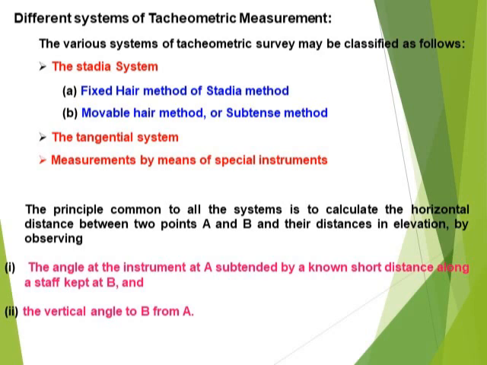For all these systems, there's one principle that is really common: to calculate the horizontal distance between two points A and B and the distance in elevation by observing the angle at the instrument at A subtended by a known short distance along a staff kept at B. Second one is the vertical angle to B from A.